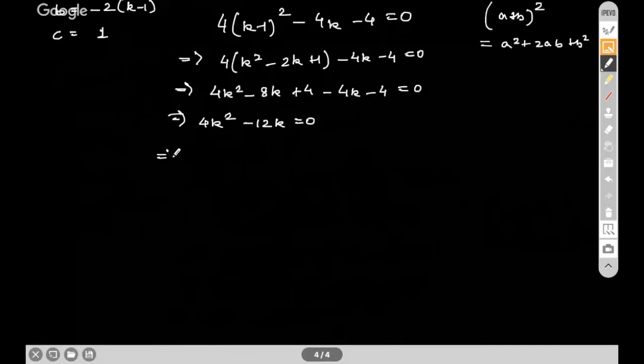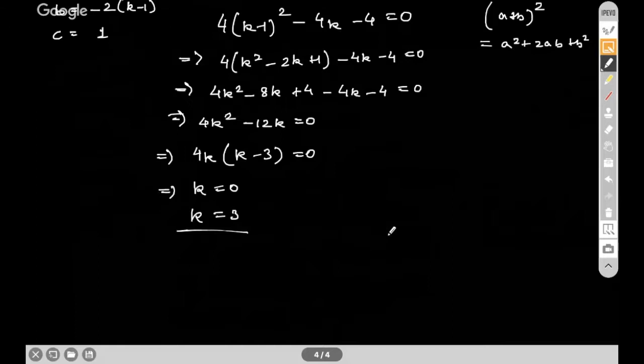So what you can do is you can take out 4k as common. So it is 4k times (k minus 3) equals 0. So you get either k must be equal to 0 or k must be equal to 3. Okay, so either k must be equal to 0 or k must be equal to 3. Let us check whether that is actually the case.